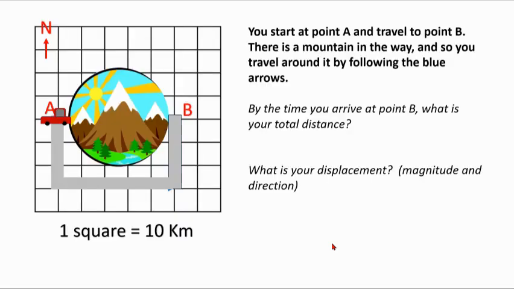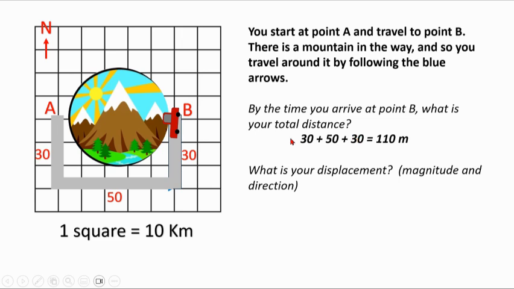Now here's a two-dimensional model, right? And there's a car, and we're in this car, and we're at point A. Each square is 10 kilometers. We're going to go to point B, but there's a mountain in the way, so we have to go down this way and take a couple of turns. As you see there, we've gone 30 kilometers, another 50 kilometers, and then another 30 kilometers to get to point B.